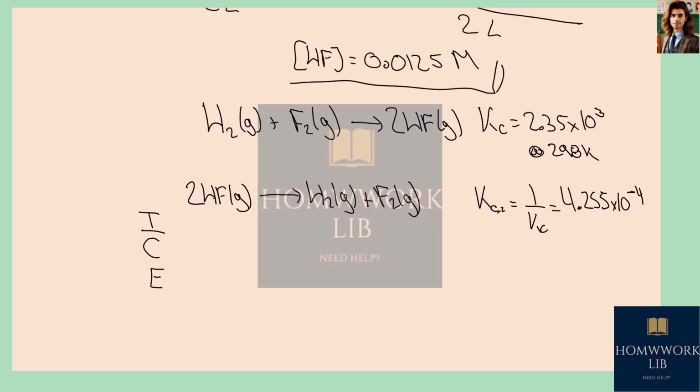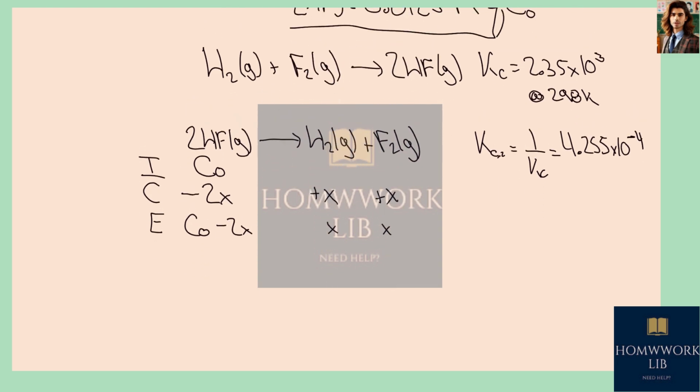We have an initial concentration. This is the value. I'm going to call it C0 just for sake of simplicity. And what is going to happen is that the amount that is going to react to produce H2 and F2 is going to be a minus 2x. This portion corresponds to generating x and x of each of the gases. With this, at equilibrium, we're going to get C0 minus 2x, x, and x. Nice.